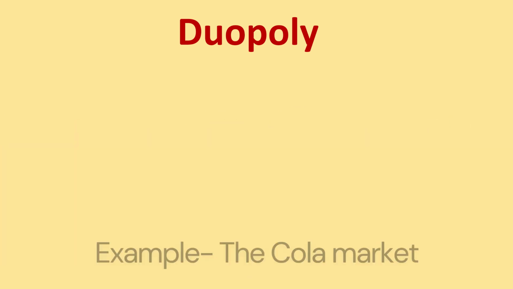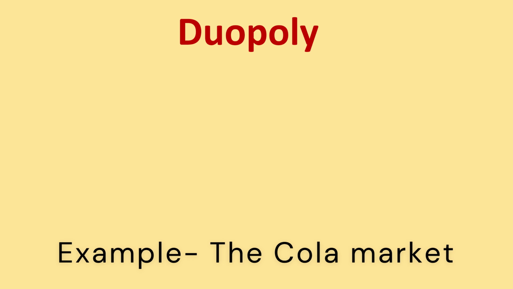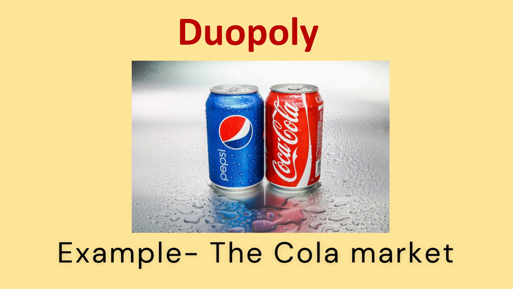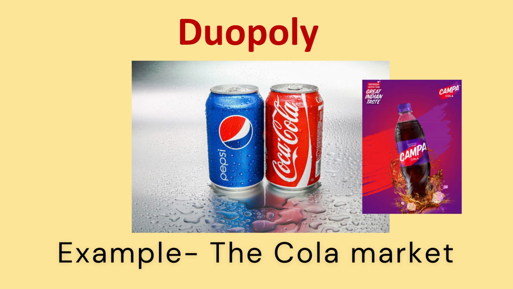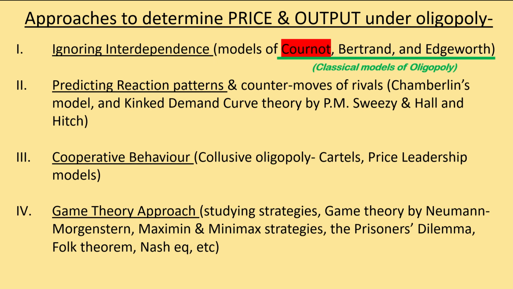An example of duopoly is the cola market, where Coca-Cola and Pepsi dominate. Other brands like Campa exist but do not control the market. For this theory, however, we'll stick to only two firms operating in the market. Moving on, there are various approaches to determine price and output under an oligopoly market. These can be categorized into four broad bases.